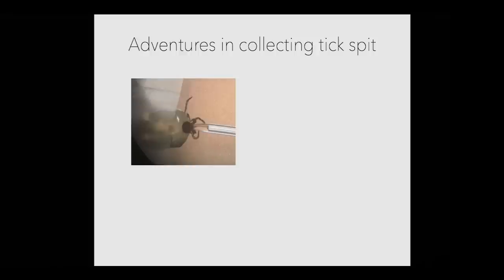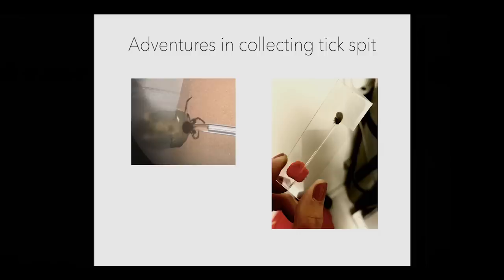And then we broke this thin glass capillary needle or tube, and you basically push it onto the feeding organ of the tick, and capillary action will pull the water out, which is the saliva. There's a chemical called pilocarpine that will induce the tick to salivate even more. We leave them in this little box overnight with this. I don't know if you can see from there, but the saliva's pulled out all the way to here.